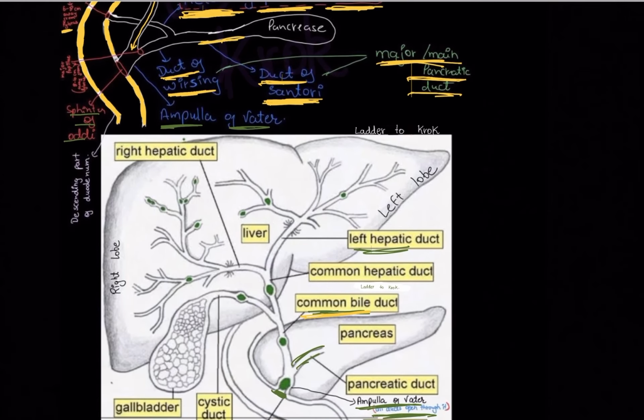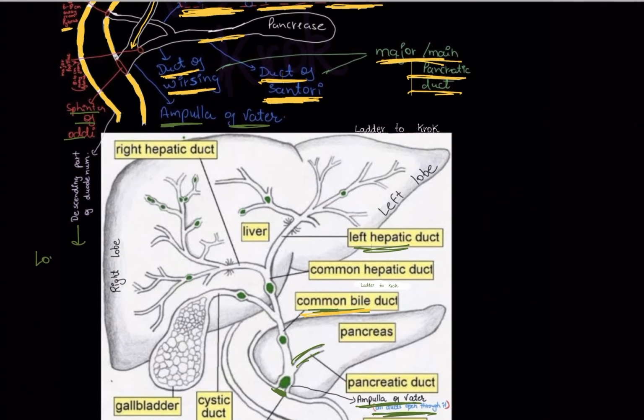Descending part of duodenum. You know this descending part of the duodenum has only longitudinal folds. Longitudinal folds. We will discuss this in the anatomy duodenum part. We already discussed it. Longitudinal folds.